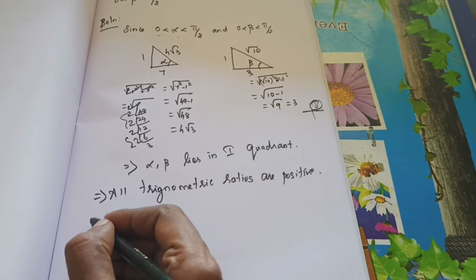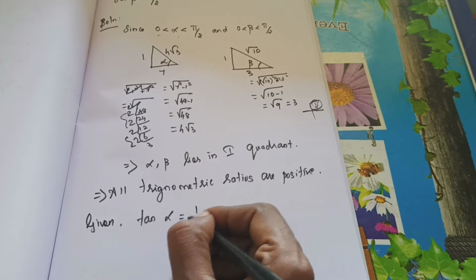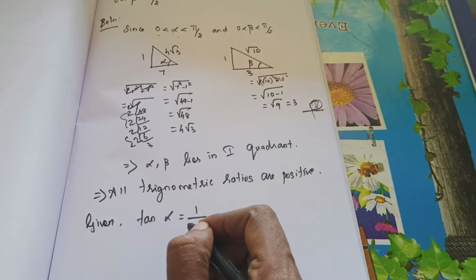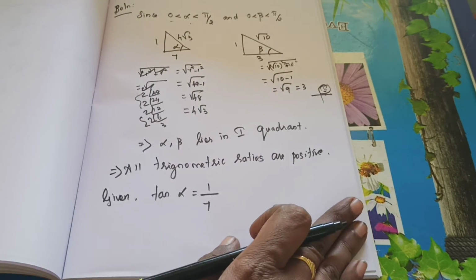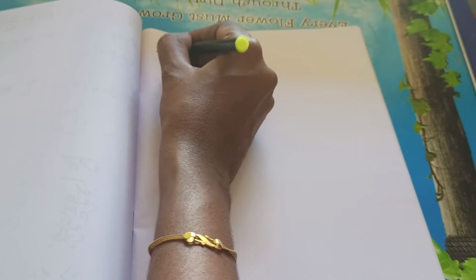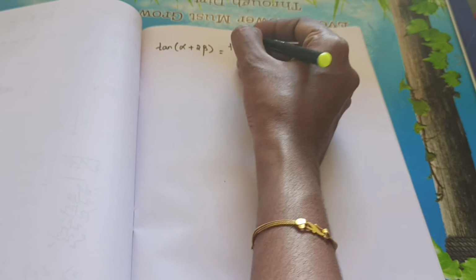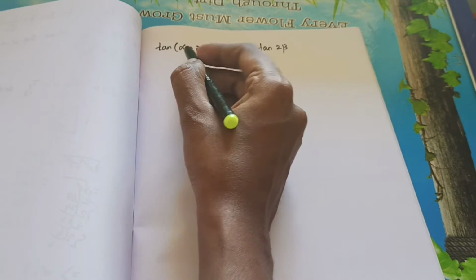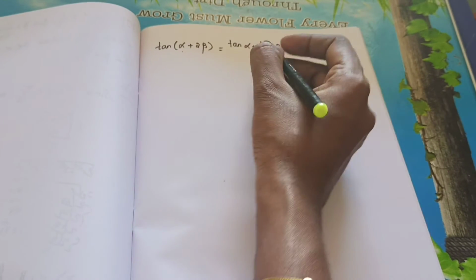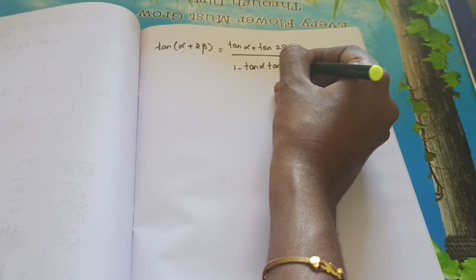Okay, so it is given tan alpha equals 1 by 7, correct? We need to prove alpha plus 2 beta. So you need to find alpha plus 2 beta. So tan of alpha plus 2 beta, that's equal to, what's the formula? Tan A plus B, same formula. Tan alpha plus tan 2 beta, here in the place of A as alpha, B as 2 beta, divided by 1 minus tan alpha tan 2 beta.